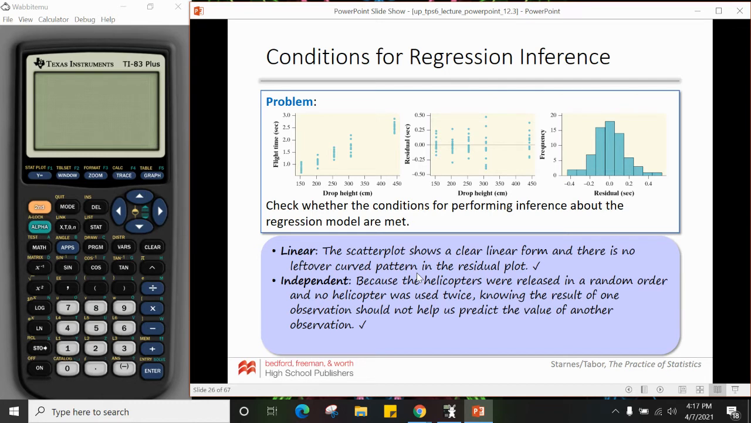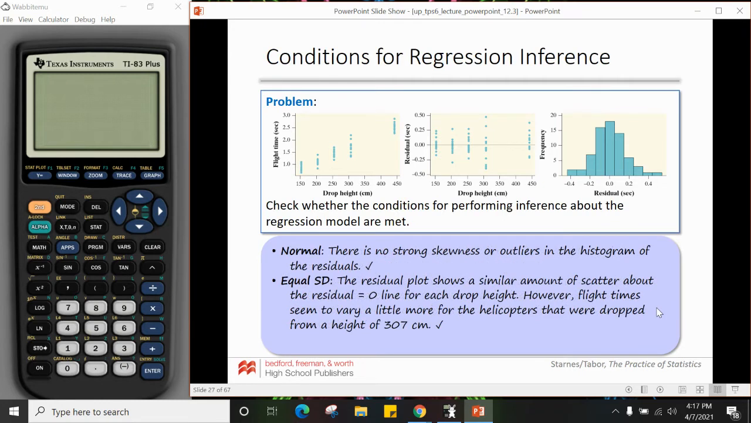So linear is good. Independent: because the helicopters were released in a random order and no helicopter was used twice, knowing the result of one observation should not help us predict the value of another observation. And that's important because what happens if you dropped all of them at the same time, or roughly at the same time from the same height, and the wind was blowing or the air was blowing at that time? Well, then all those data points might be slightly skewed. But since they were dropped at random times from random heights, we are good with this independent condition.